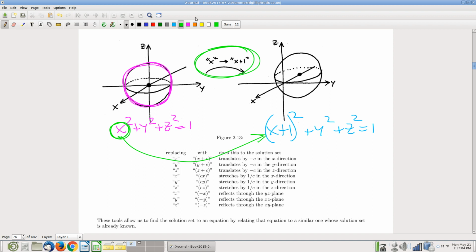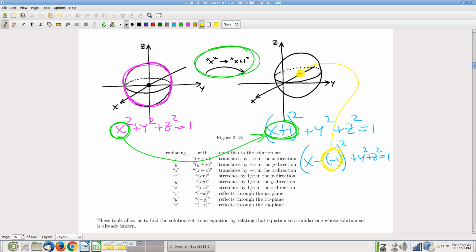So I've replaced all the x's with x plus 1s. That does not move you in the plus x direction, it moves you in the minus x direction. Which, by the way, you could see by rewriting this blue equation as x minus negative 1 squared plus y squared plus z squared is equal to 1. So you can see right there that we're looking at distance from x to negative 1, and that negative 1 being a reference to that point there.